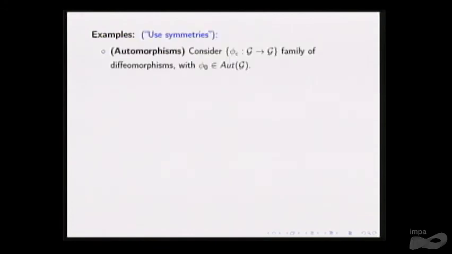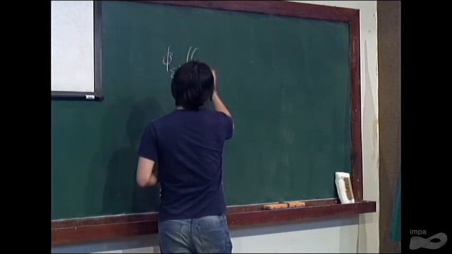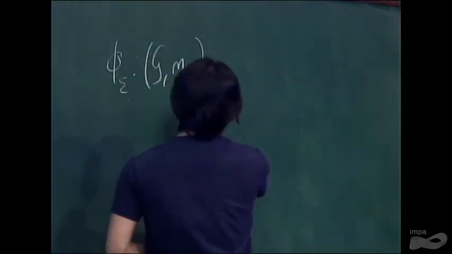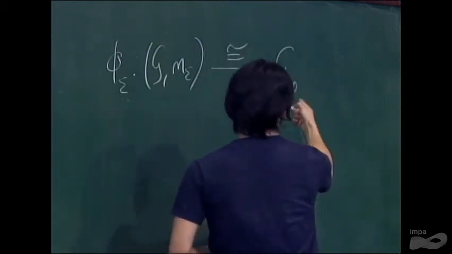And for this, we use symmetries to construct these examples, arising from the use of symmetries. So consider a family of diffeomorphisms of G, only diffeomorphisms, such that at time 0, it is an automorphism of the groupoid. So it's a morphism which is bijective, right? When you have this, you can construct a deformation of the groupoid in such a way that at each time phi epsilon is an isomorphism of Lie groupoids with the groupoid at time 0.